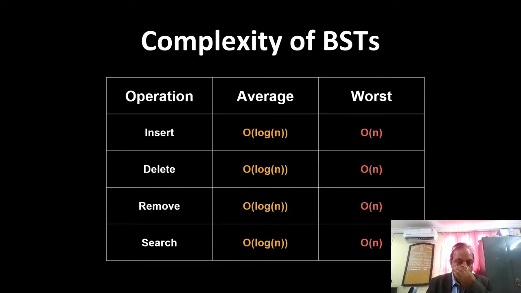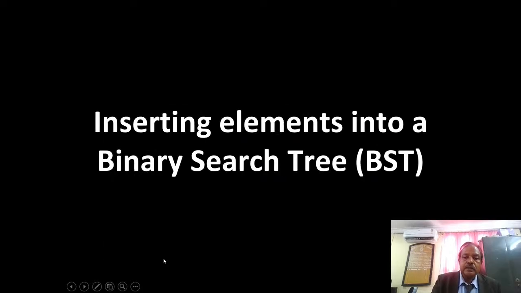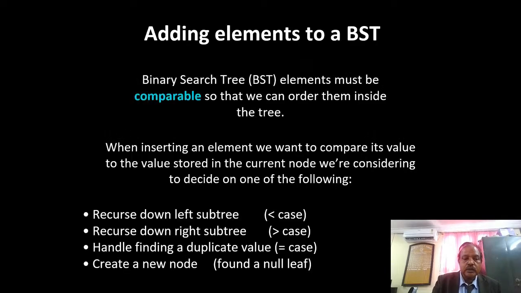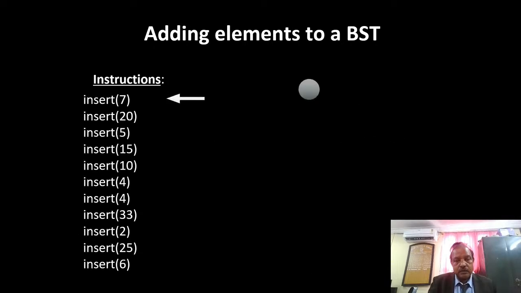So if you see the complexity, at best we are going for O of log n. You can see the O of log n. It is log base 2, not 10. Then average case is O of log n for all, and for worst case O of n, right? So you go for insert, delete, remove, and search. It is the same. Then the next thing we'll try is how to insert elements into the binary search tree, how to delete or remove. Okay. Let us start here.